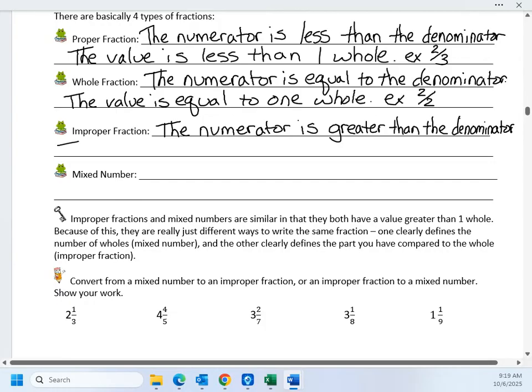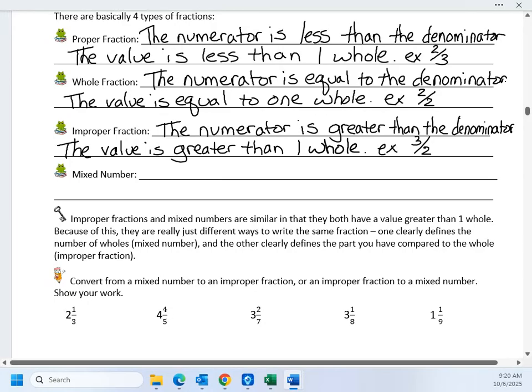So the value is greater than 1 whole. So an example would be 3/2. 3 is bigger than 2. It's bigger than 1 whole. If we had the 2/2, it's 1 whole. 3/2 is more than 1 whole.